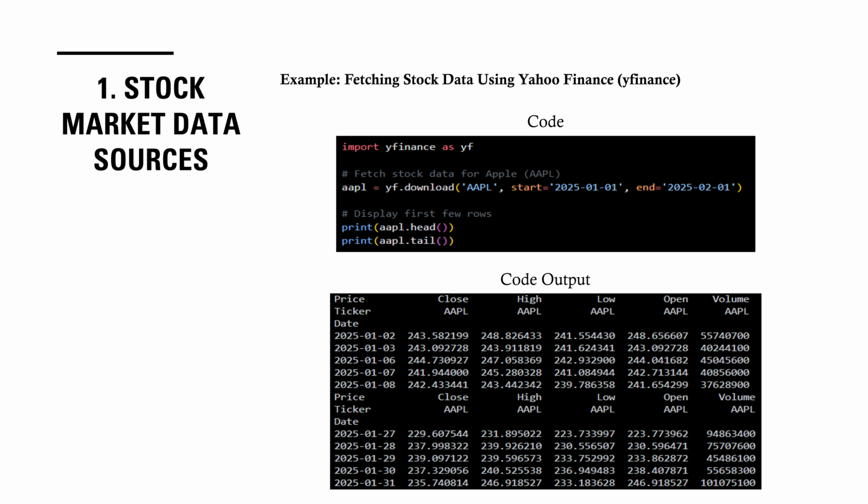As you can see in the output below, we get a data frame with columns like open, high, low, close, and volume. This structure is ideal for building financial models, visualizations, or feeding into machine learning pipelines. It's a quick and accessible way to begin working with historical stock prices.